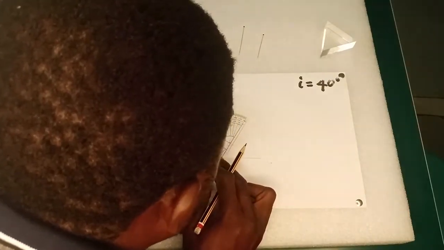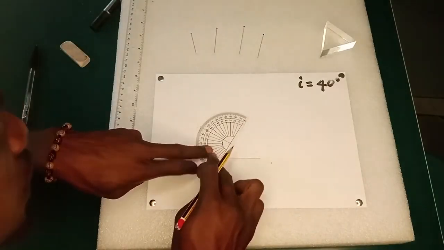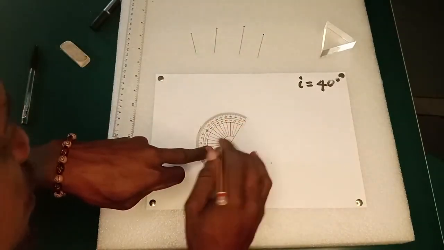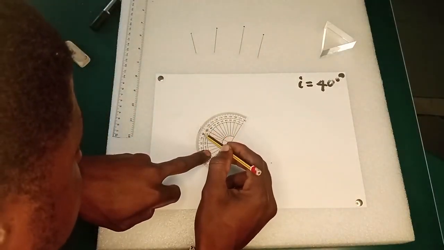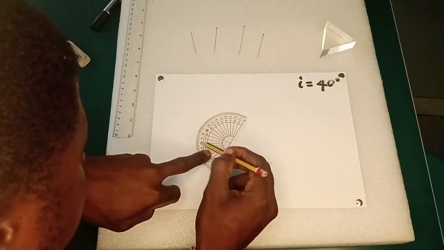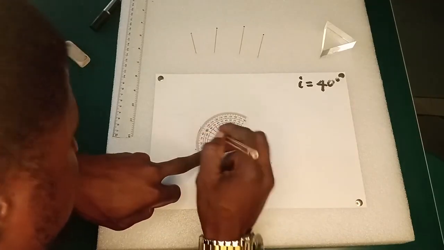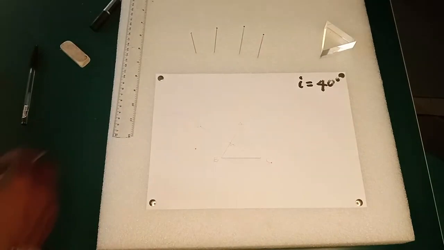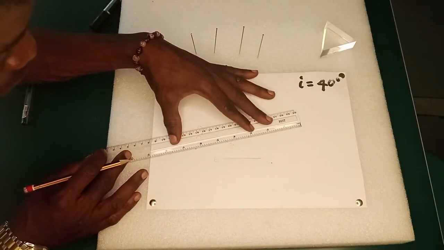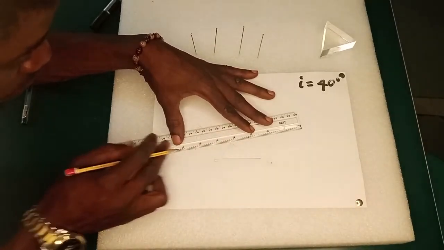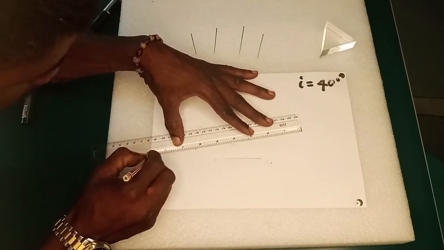Mind you, the angle is taking reference from the normal and not on this surface. So we are counting anticlockwise. So let's count: this is 10, 20, 30, and 40. This time 40 is at the 50th degree mark. We take that away. And then the next thing is to draw a straight line that will pass through this place. That is supposed to be our incident ray.